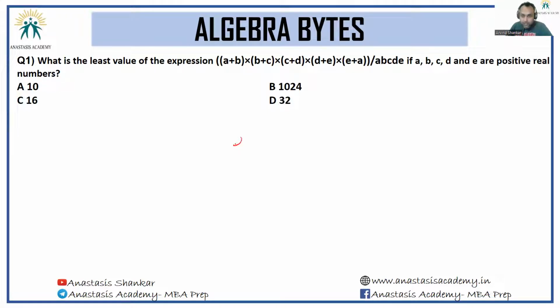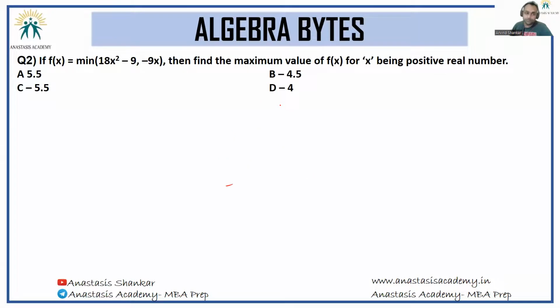Effectively, you would end up getting 2a raised to the power 5 in the numerator and a raised to the power 5 in the denominator. 32a raised to the power 5 in the numerator and a raised to the 5 in the denominator. Cancel, cancel. You get option D, 32.